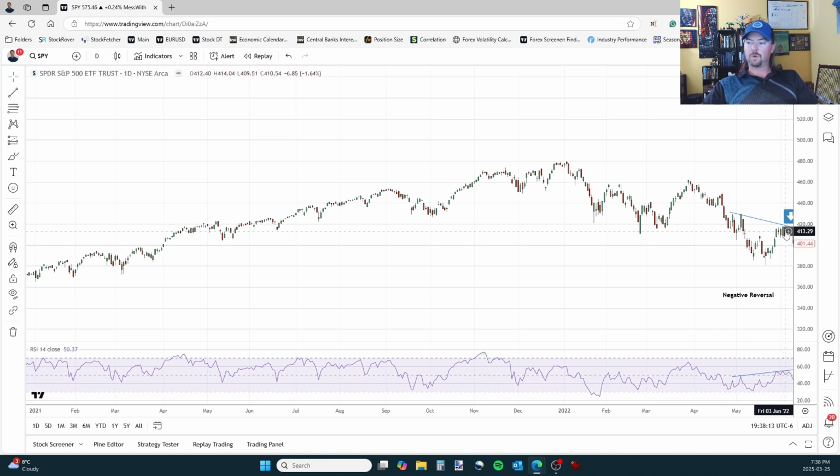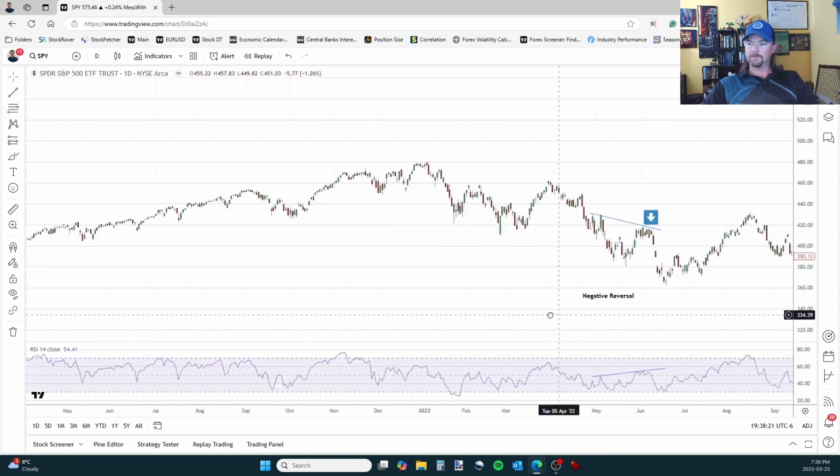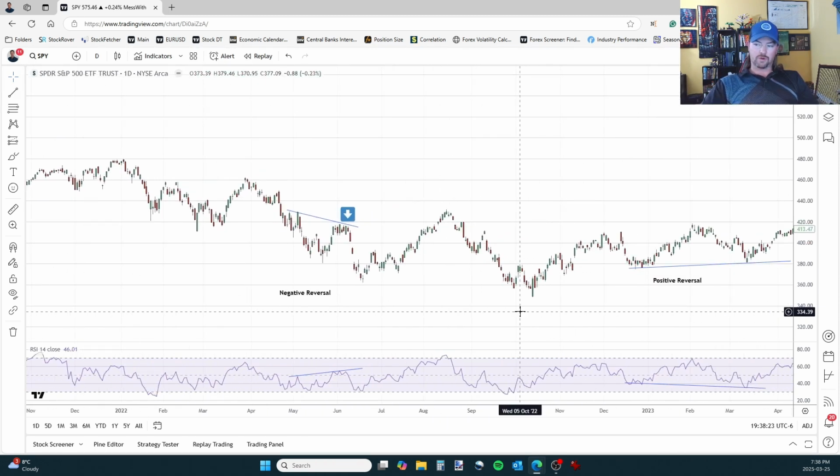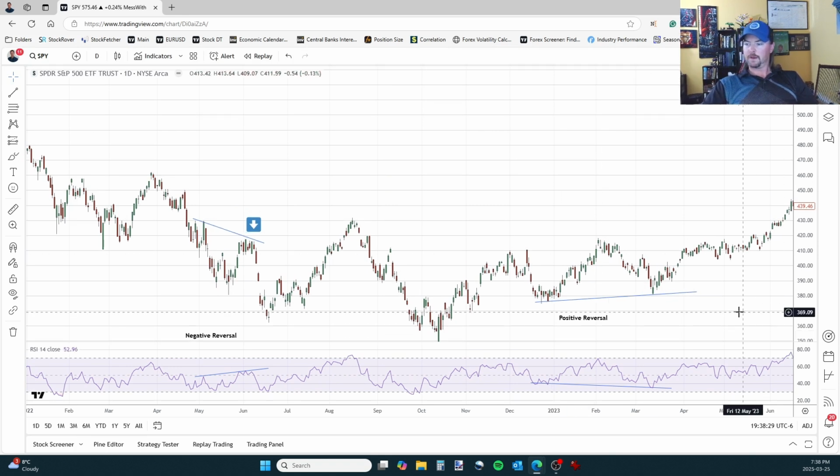You know, when this starts to roll over, maybe when price starts to roll over, you look at that as a short signal. So that's a negative reversal. That is a sell or a short signal, according to Andrew Cardwell. Again, do your own research, do your own back testing, figure out what works for you.